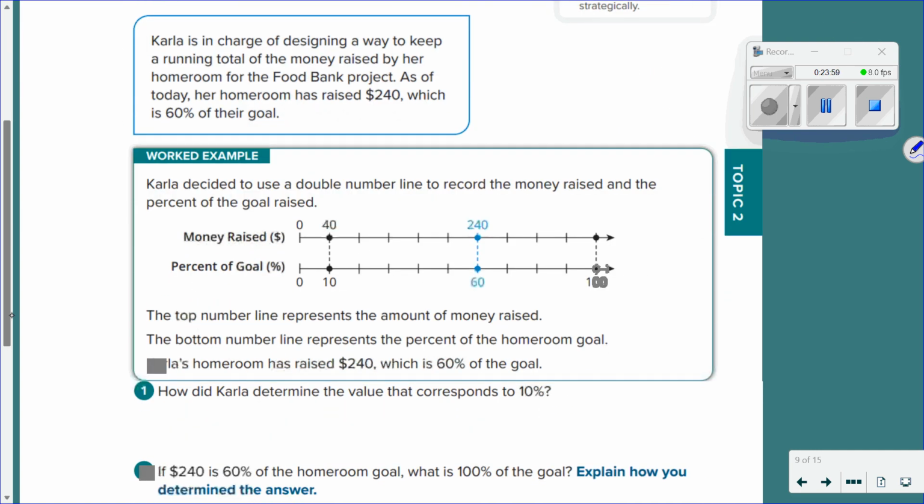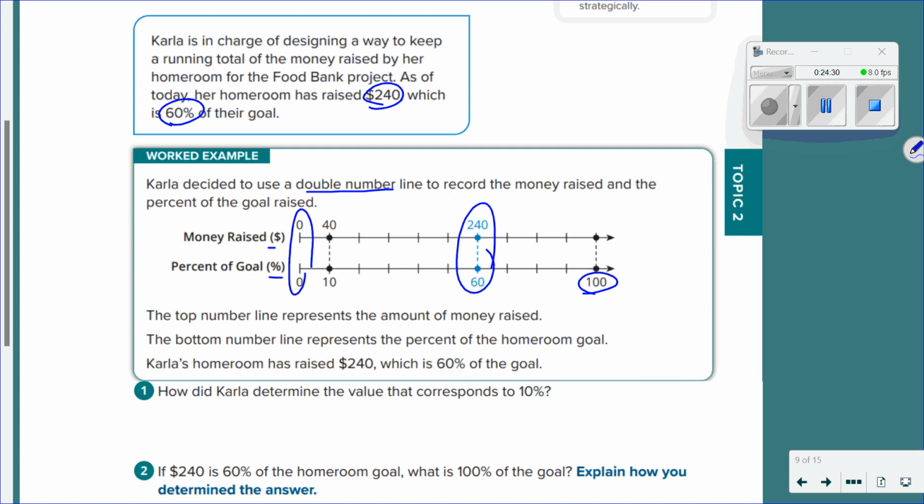They're raising money. So far they've done $240, but at 60% of the goal. So Kendra said, okay, double number line. I really like those because it's really easy to visualize where my numbers are. So she did it, the dollars versus the goal. And she said, okay, obviously we started at 0, 0. I'm doing percents, so that means my bottom is going to be out of 100. Since I'm doing 60, the number I know is my 60 and 240. So I will put that number on my double number line.